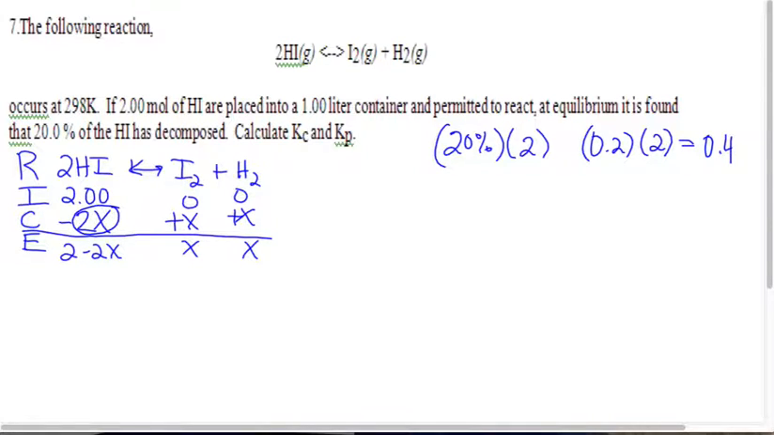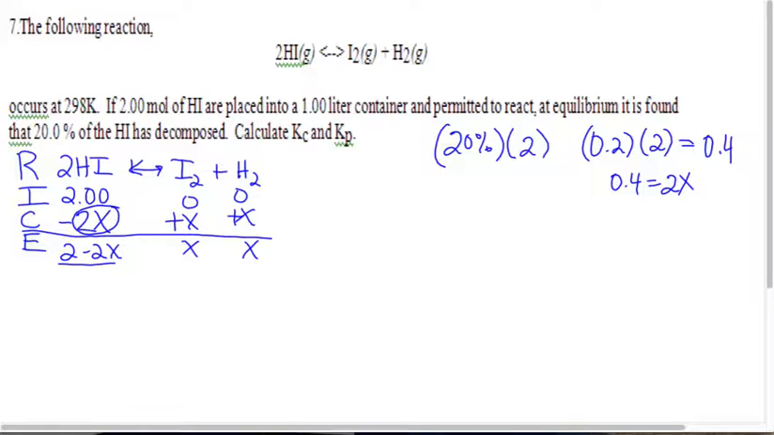0.4. Are you all with me? 0.4 shifted. So what is 0.4 equal to? 2x. Yes. Can anyone think of another way of doing this? If 20% shifted, 80% was remaining. So you could take 80% of 0.2 and set it equal to what was left. Either way, you're going to get the same answer.